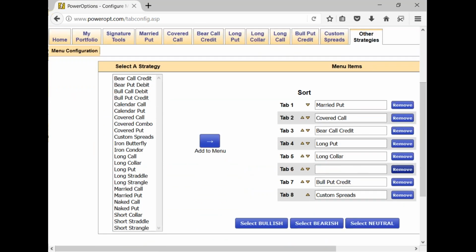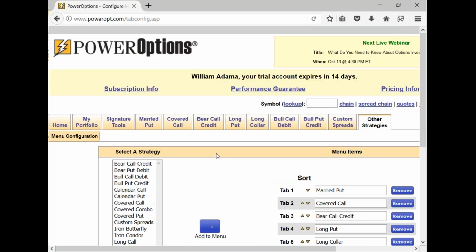I'm going to take out long call for the time being, and I'm going to add bull call debit. You see all the strategies that are supported here in the search. So if you're looking for a strategy on your trial or your PowerOptions account and you don't see it, click on other strategies, you'll be able to find it. All right, so now that's added. Save our configuration. I don't know what saved search I last looked at on bull call debit, but let's just click on search.